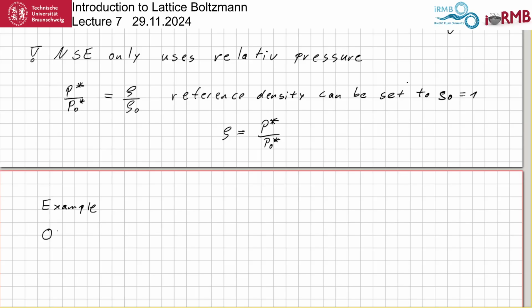Example, so we have a pipe. And in this pipe, let me see that I don't mess this up, we have a pressure on one side and we have another pressure on the other side. And we have to specify a density on one side and a density on the other side.